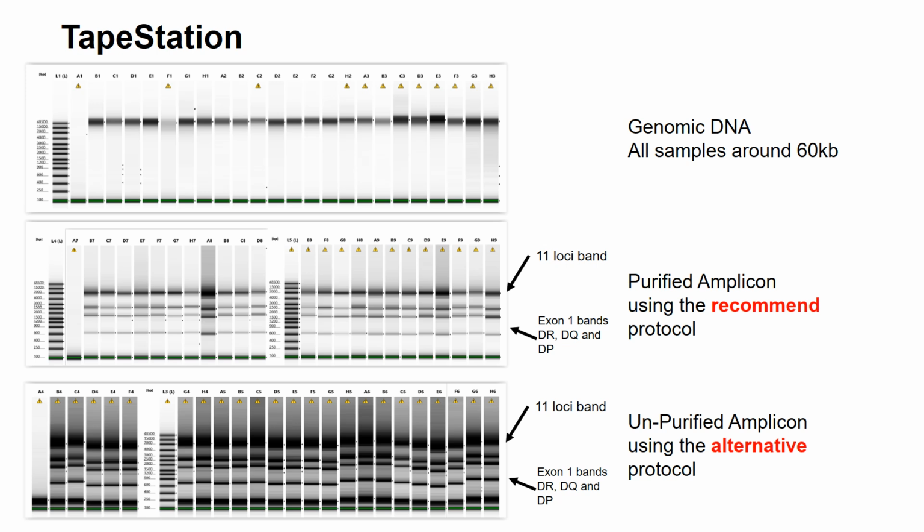If you look at the bottom TapeStation for the unpurified amplicon using the alternative protocol, you can see that we still have the same trend of the 3 bands that represent exon 1 and the 11 loci band, but you can see that the primer dimer has a bigger chunk at the bottom of the bioanalyzer because this sample was not purified.